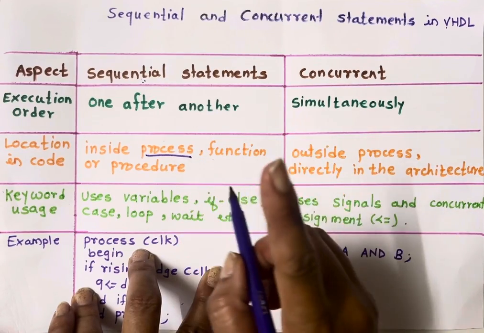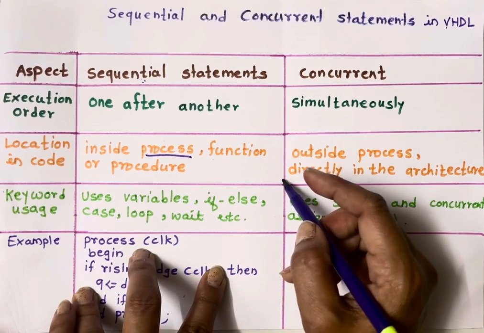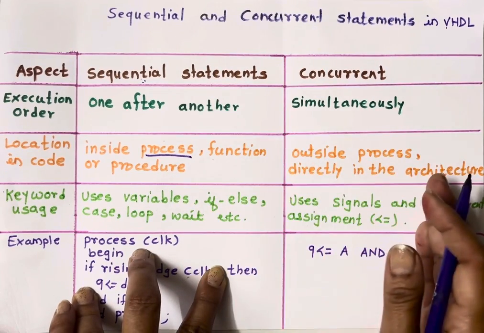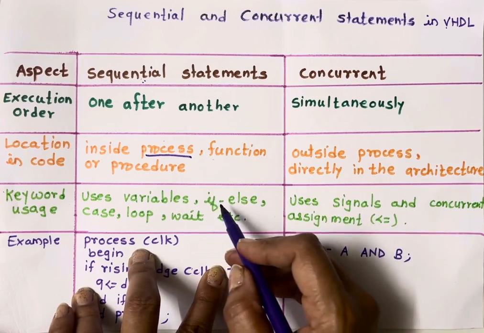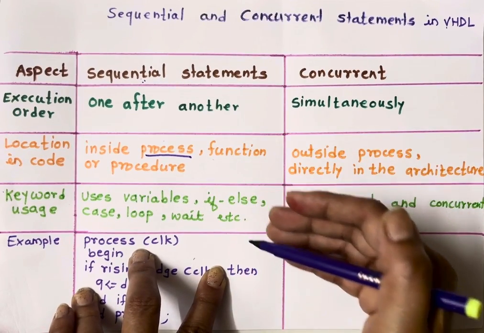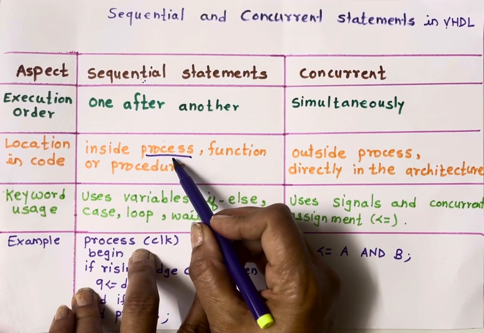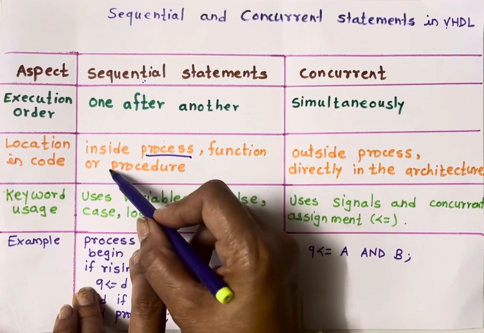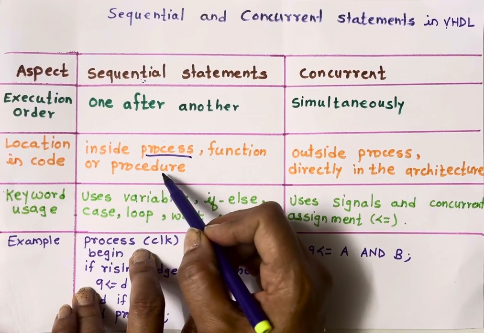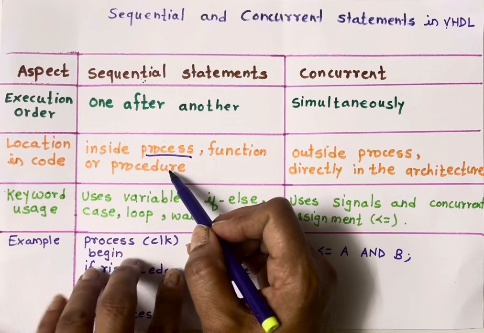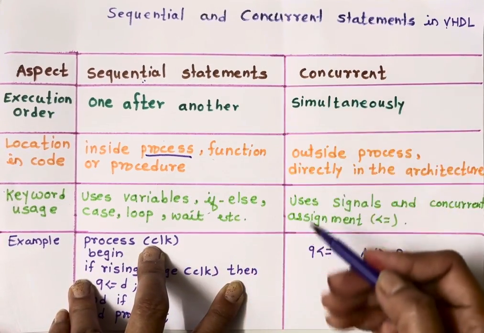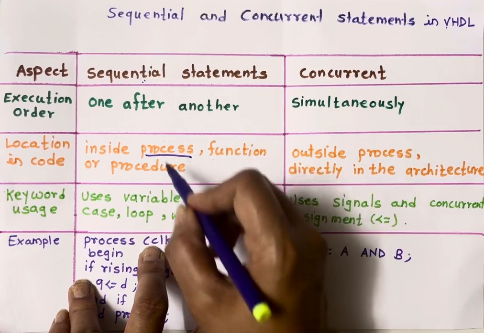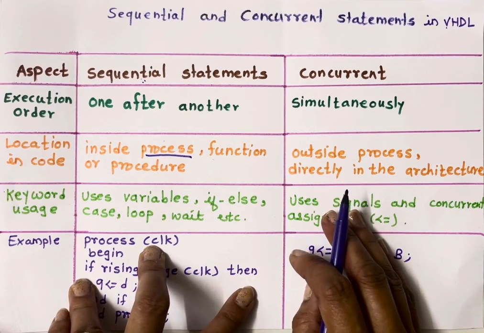See, process itself is a concurrent. It means if I'll write 10 processes in single code, all of them will execute simultaneously. So process itself is concurrent, but inside process execution is sequential. So we must include process. Then we can find sequential statements inside function or procedure. Here function and procedure both are subprograms. It means when we use same code again and again, then we can put that code in function or in procedure. So there also we find sequential statements.